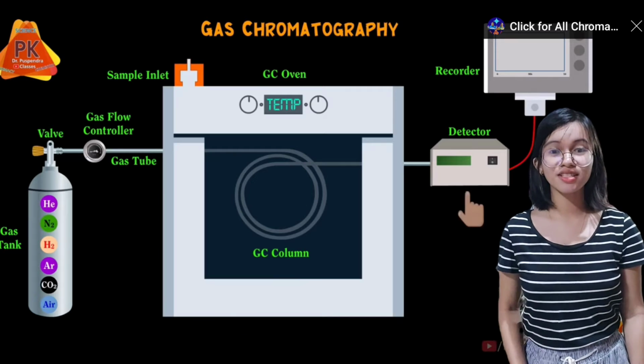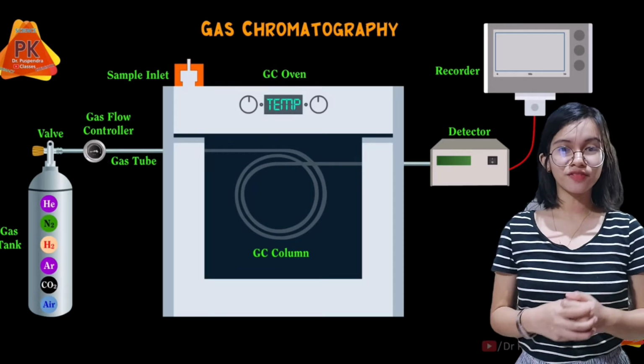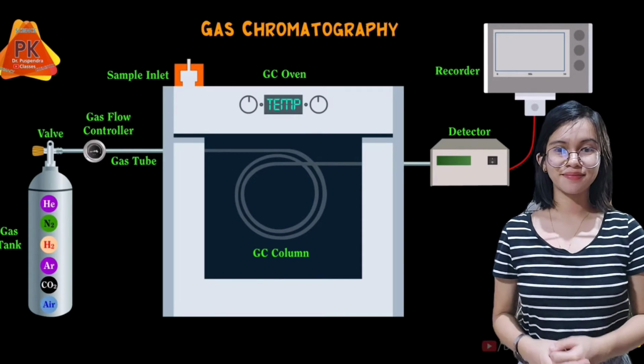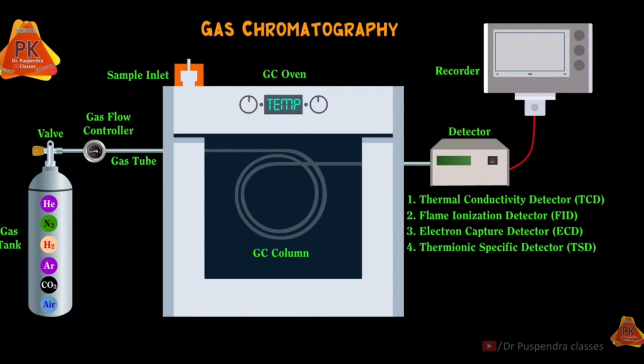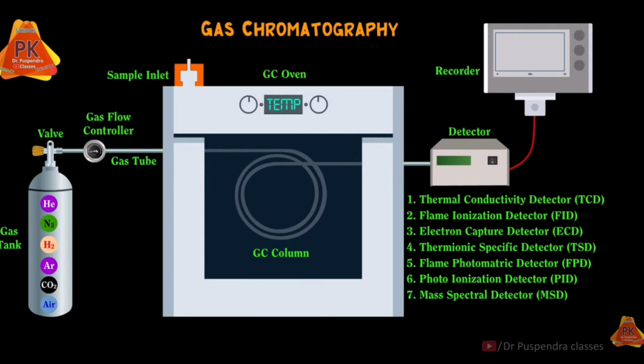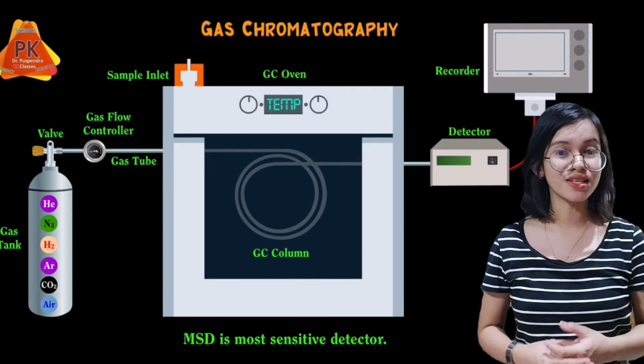Now, let us understand the various detectors used in gas chromatography. Various types of detectors used in GC are thermal conductivity detector or TCD, flame ionization detector or FID, electron capture detector or ECD, thermionic specific detector or TSD, flame photometric detector or FPD, photoionization detector or PID, and mass spectral detector or MSD. MSD is the most sensitive detector among all of these detectors.